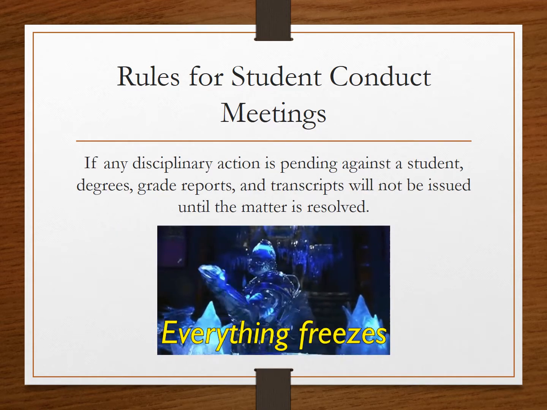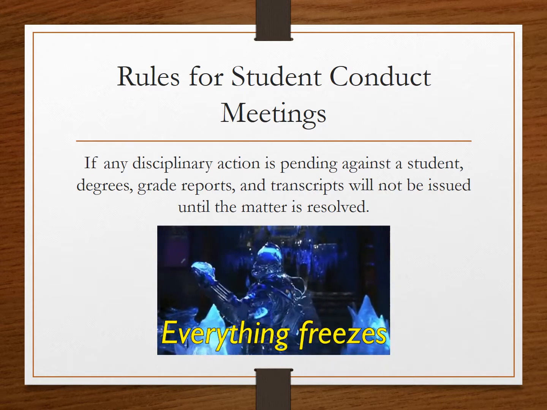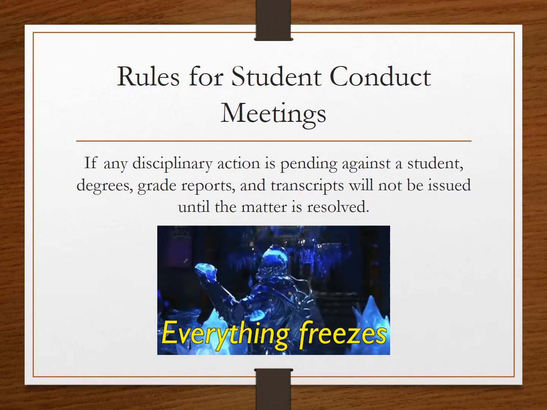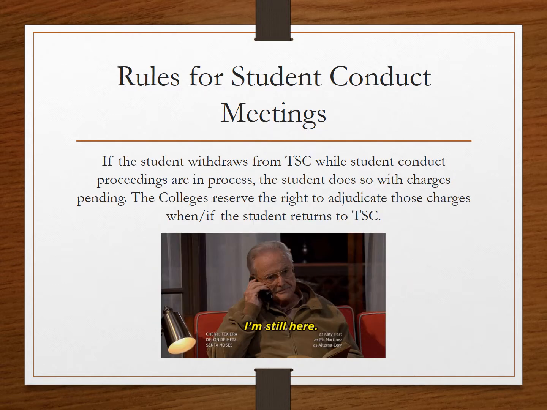The next rule regards records. If you have any disciplinary action pending against you, your degrees, grades, reports, and transcripts will not be issued until the matter is resolved. If you plan to withdraw from Sage while student conduct proceedings are in process, you do so with charges pending. This means that the charges don't go away just because you withdraw from the college, and if you choose to re-enroll, the college can still find you responsible for those charges.